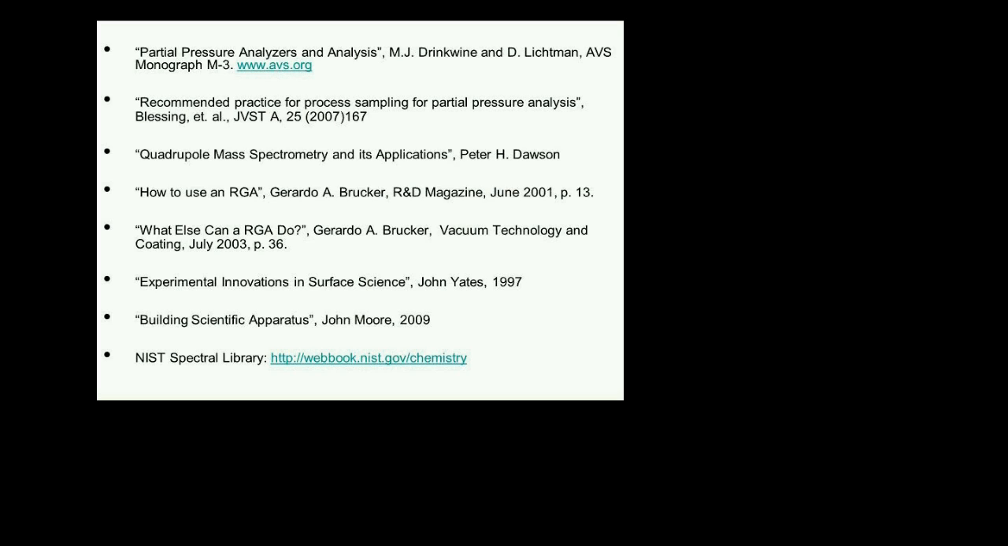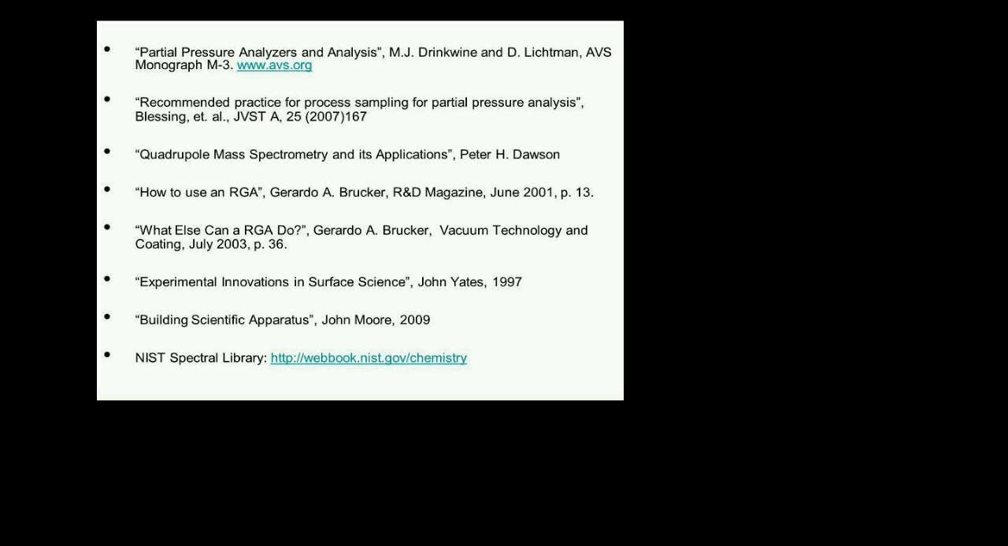If you're planning on using a residual gas analyzer to sample pressures higher than high vacuum, in other words, anything different from direct immersion into a vacuum system, then I highly recommend that you check out a publication from the Journal of Vacuum Science and Technology by Blessing and collaborators. It's called Recommended Practice for Process Sampling for Partial Pressure Analysis, and it's a great paper. Pretty much no matter what you want to do in terms of gas analysis with residual gas analyzers, this paper will help you figure out how to do it.